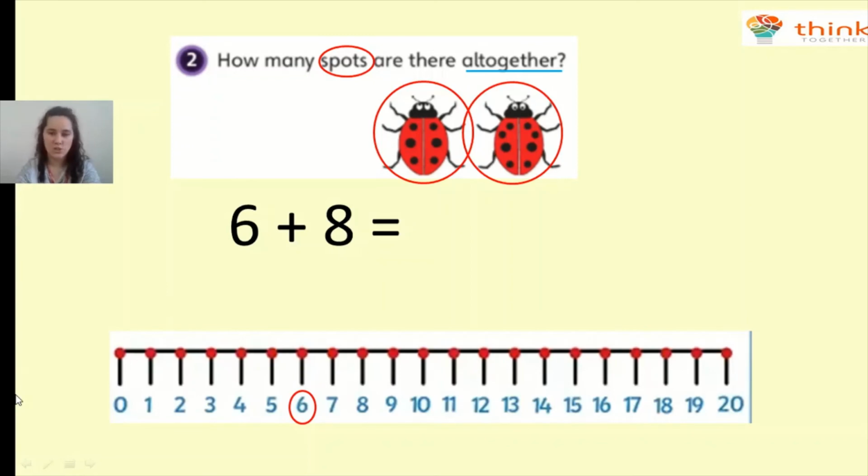Right, are you ready to do that with me? Let's count. 1, 2, 3, 4, 5, 6, 7, 8. There we go. I've done my 8 jumps forward. What is the answer? Brilliant. It landed on 14. So the answer to my question is 14.